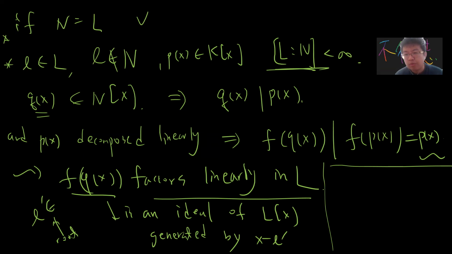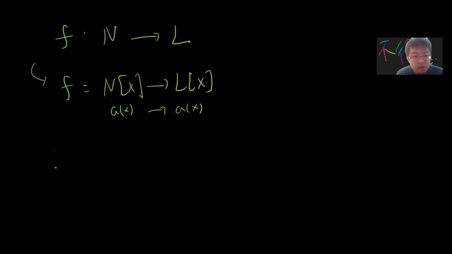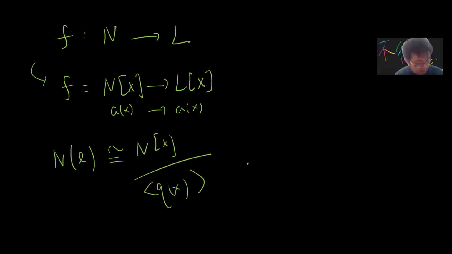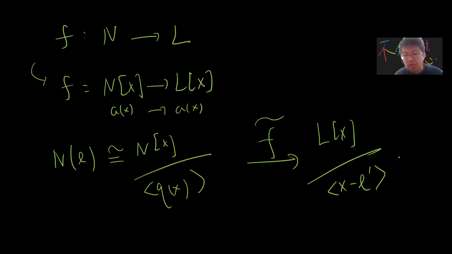Okay, remember that we have shown this result: suppose you have a minimum polynomial of L belonging to L, called P of X. Then one can easily see that if you adjoin L to K, this is isomorphic to K of X quotient P of X. So this is the same case. If you start from here, then you get an extension from N of L, which is isomorphic to N of X quotient Q of X, which extends to F tilde, L of X quotient what? Because this F of Q of X factors linearly in L, this is just X minus L prime, and then this is just L, because L prime belongs to L, because it factors linearly.